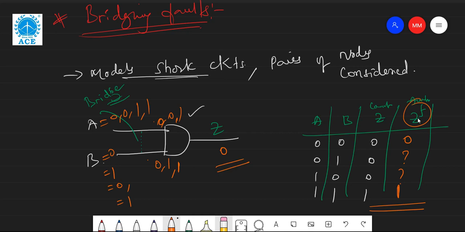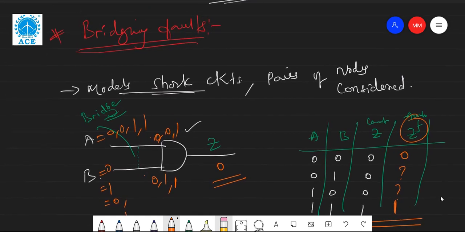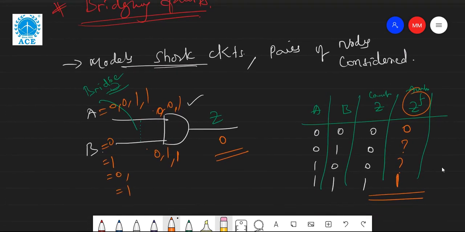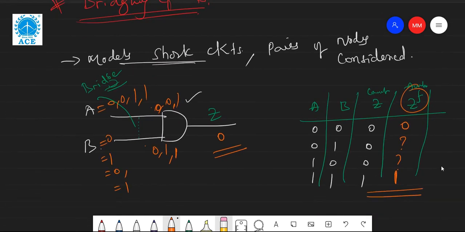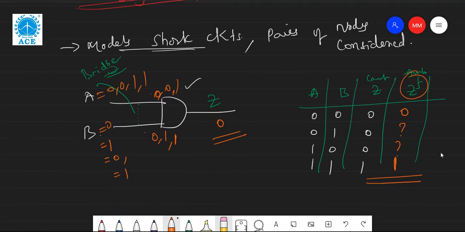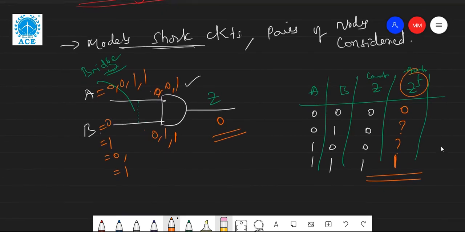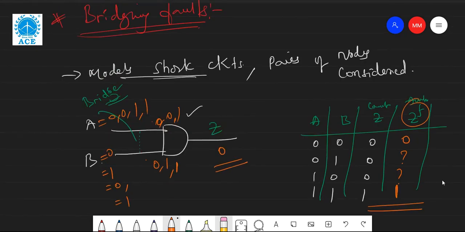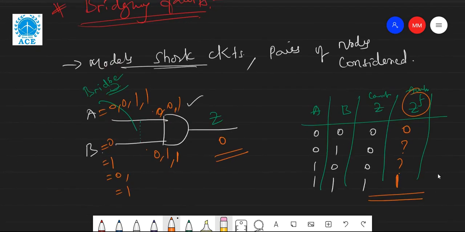So these are the fault models. We have three fault models: one is stuck-at fault models, another is short and open faults, and the third one is bridging faults. These are the defects that occur during manufacturing. To overcome these faults, we need to go for testing.